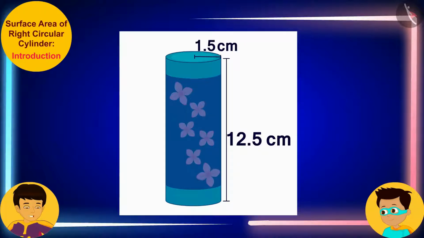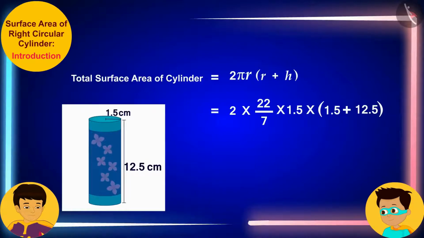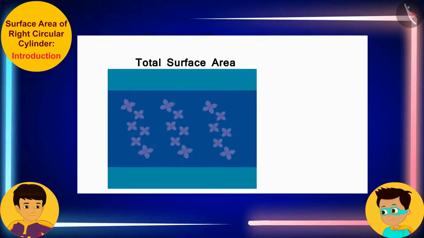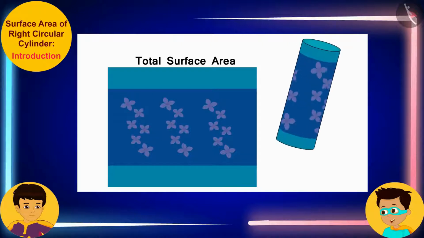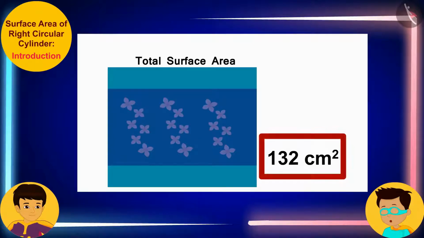Then, let us now quickly substitute the height of your cylindrical packet, 12.5 centimeters, and the radius of its base, 1.5 centimeters, in the formula of the total surface area of the cylinder. And then, solve this equation like this. Look, Manas, because the paper used to make my cylindrical packet is equal to its total surface area, I would need 132 square centimeters of paper to make a cylindrical packet.